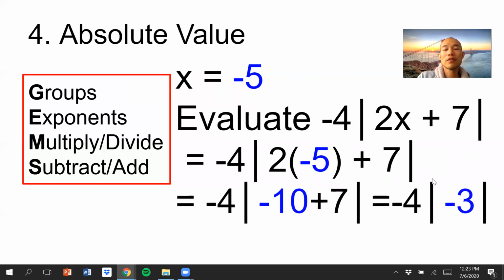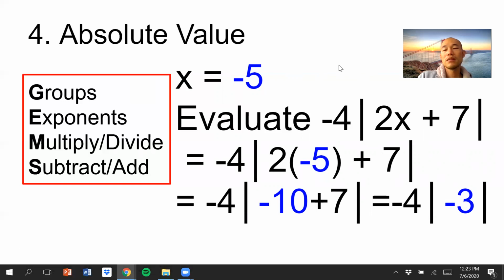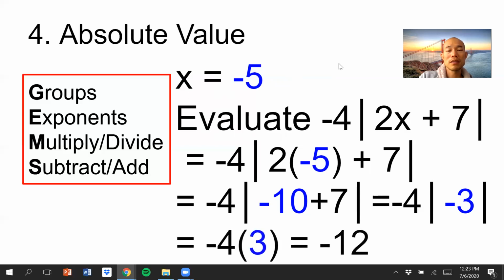So now we've got -4 times the absolute value of -3. The absolute value, if you remember, is going to turn any number or expression inside positive. So the absolute value of -3 is a +3. So this is actually going to end up being -4 times a +3. And a negative times a positive is negative. So -4 times +3 is a -12 for our final answer.